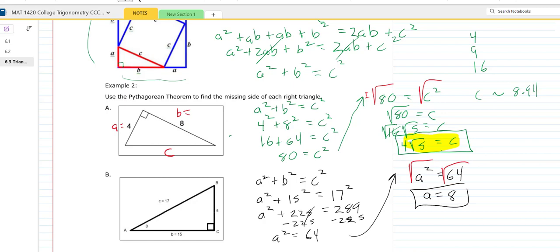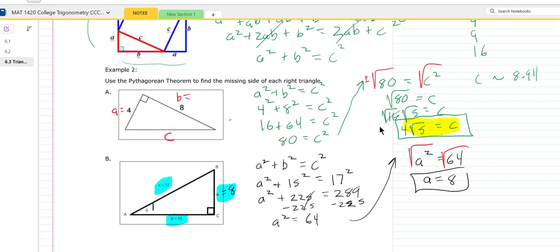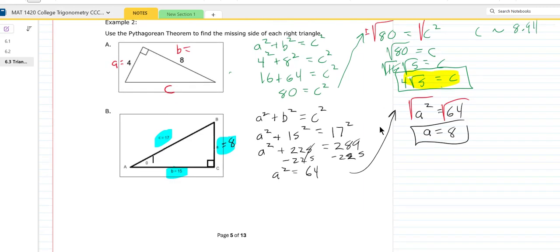So anytime the three sides of your right triangle turn out to be whole numbers, we have a special name for that. We call this a Pythagorean triple. And there's an infinite number of whole numbers that satisfy the Pythagorean theorem. Okay, so that's what you'll get into, and you'll do this all the time in a trig class.